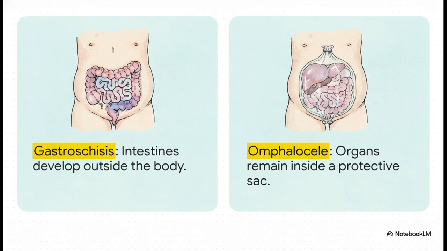With gastroschisis, the baby's intestines develop outside the body and are directly exposed to the amniotic fluid. With omphalocele, the organs also develop outside, but they remain enclosed inside a thin protective sac. I know the appearance of both conditions at birth can be incredibly alarming for parents, but here's the reassuring part. Survival rates have improved dramatically. Thanks to neonatal intensive care and gradual surgical closure, these infants recover beautifully and grow up with healthy digestive function.